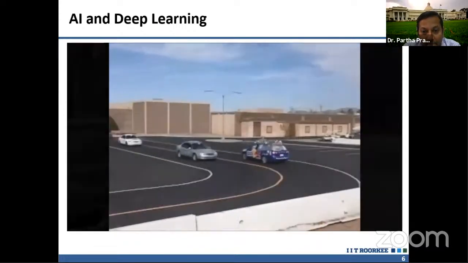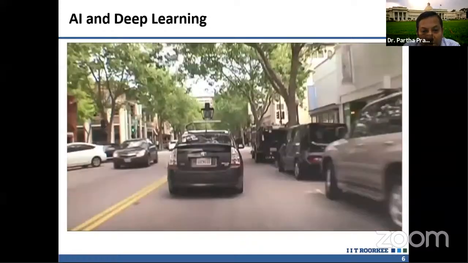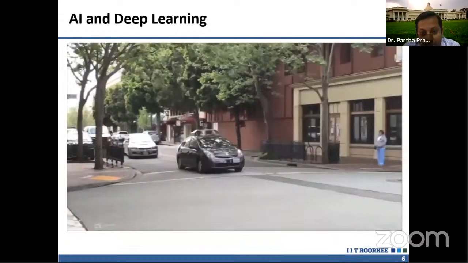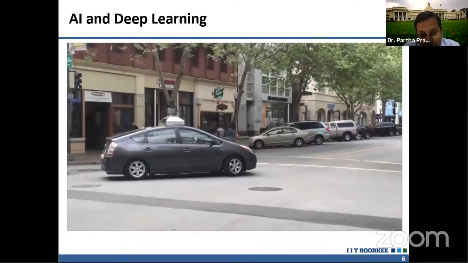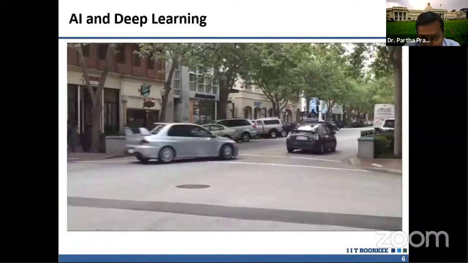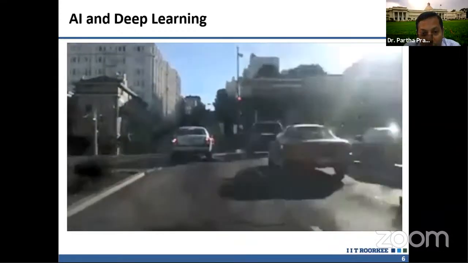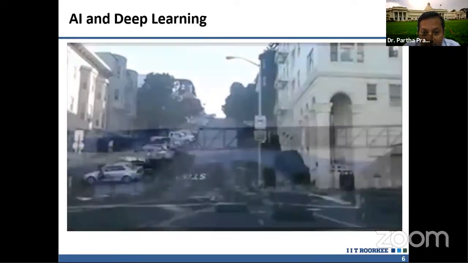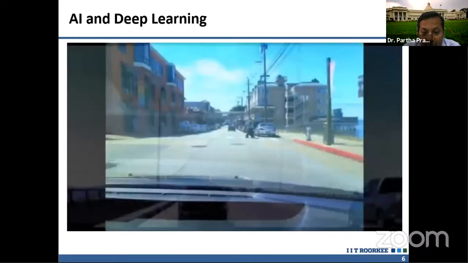So how is this actually working? There are some cameras capturing videos outside, and those video data or frames are analyzed using computer vision technologies. Then it finds those objects like the road, text information, pedestrians, cars, trees, all this information.